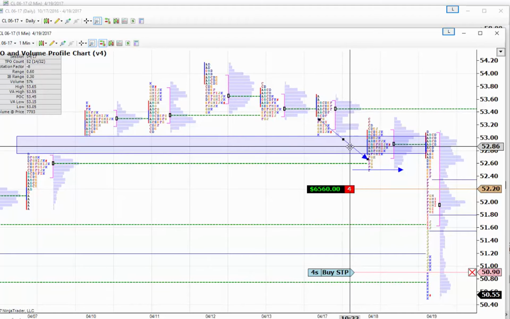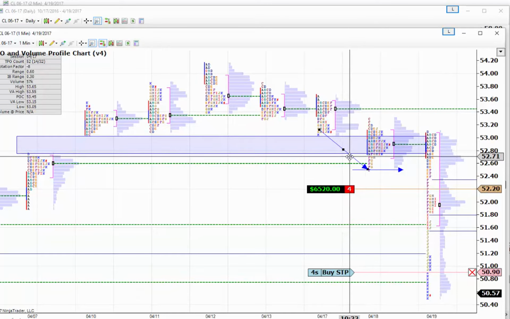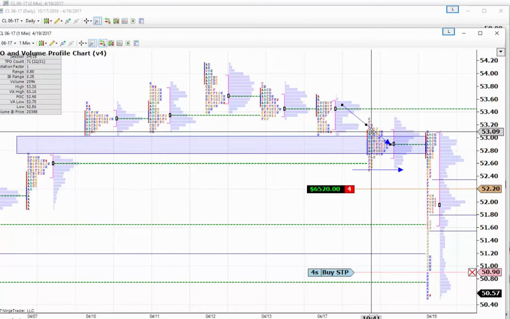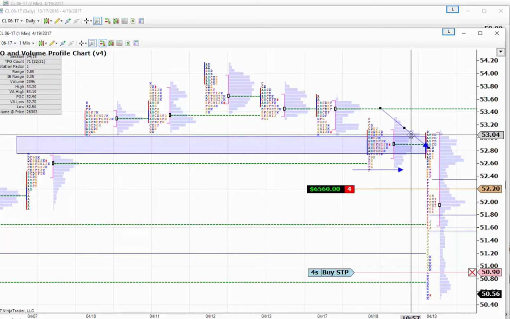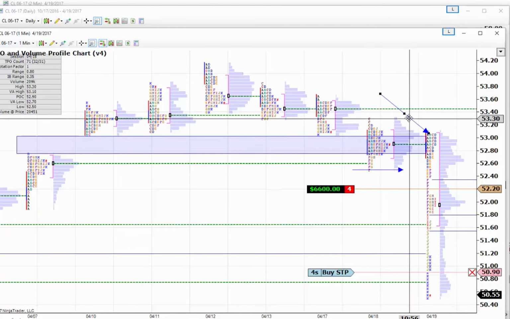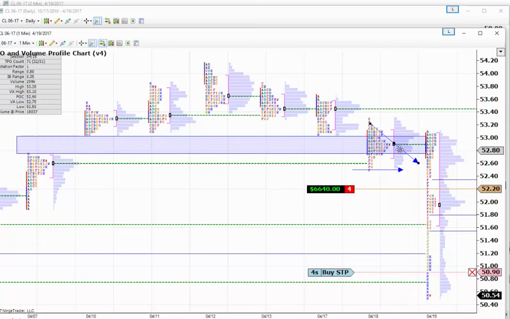Yesterday we came down and we erased that gap. We had a low right here, and then it closed inside the gap. Today we opened inside the gap and we probed a little bit above it, and then we broke lower.